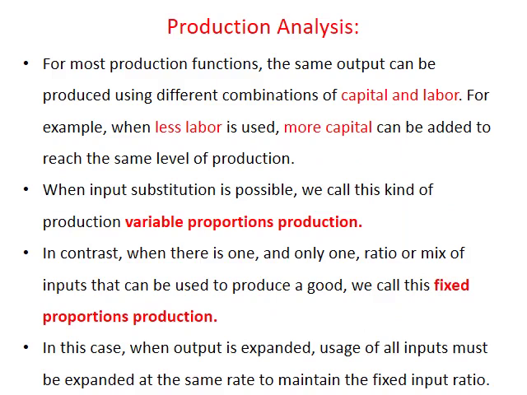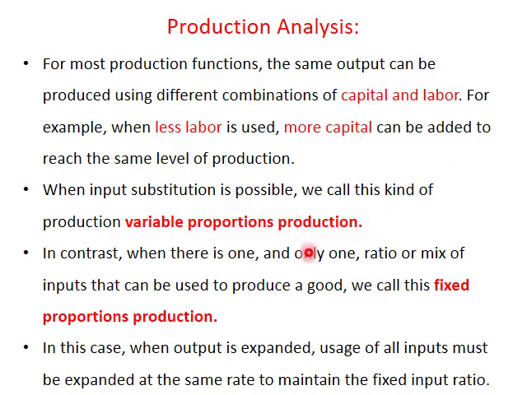For most production functions, the same output can be produced using different combinations of capital and labor. Sometimes we may compensate the labor with capital. We may increase the capital and we may decrease the labor. For example, when less labor is used, more capital can be added to reach the same level of production. When the input substitution is possible, we call this kind of production variable proportion production.